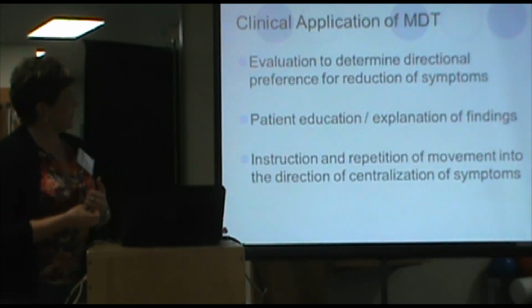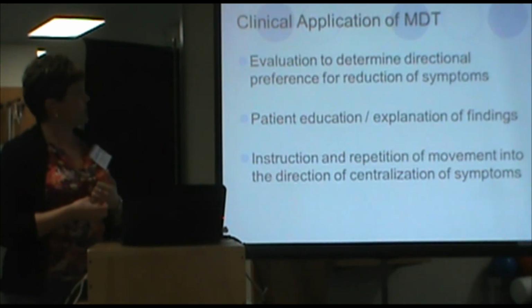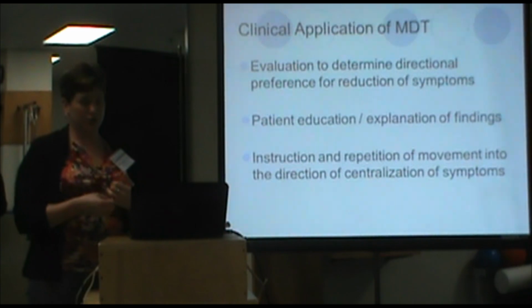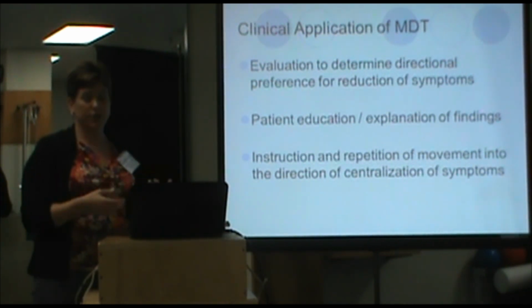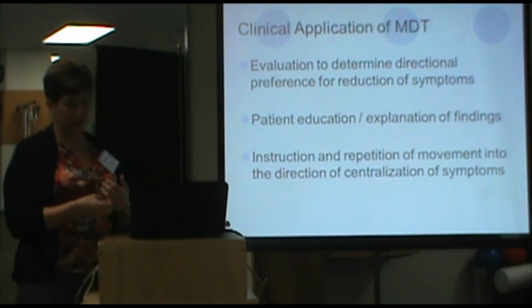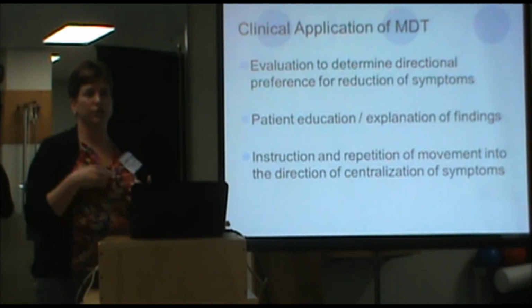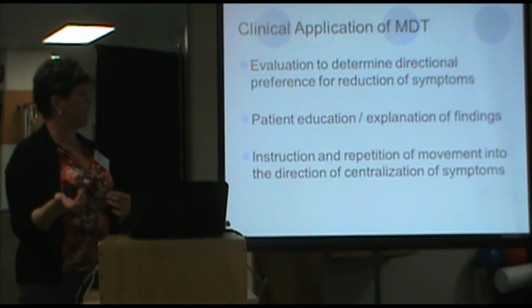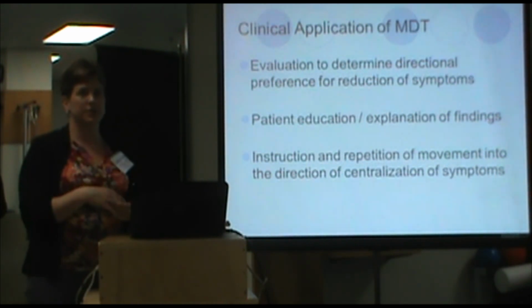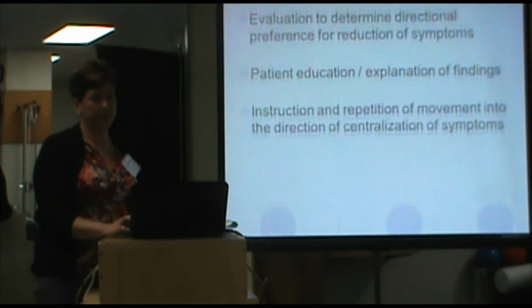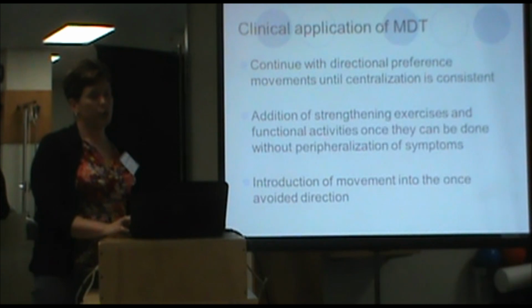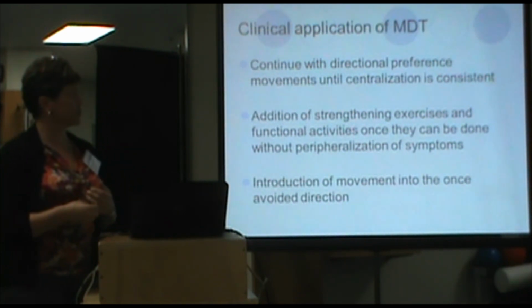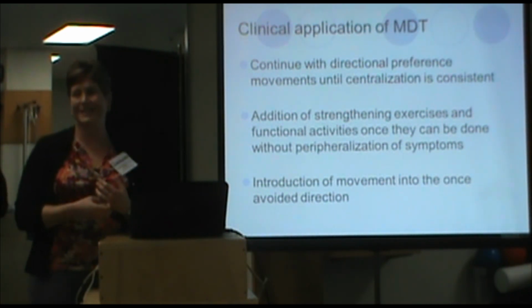So from A to Z, the way it would work is you would come in and we would do the evaluation to determine the directional preference of reducing your symptoms. We would talk to you about those findings, and then we would instruct you into how to stay out of the position that creates your pain and repeat movements into the direction that decrease your pain. We'll continue with those directional preference movements until the centralization is consistent.